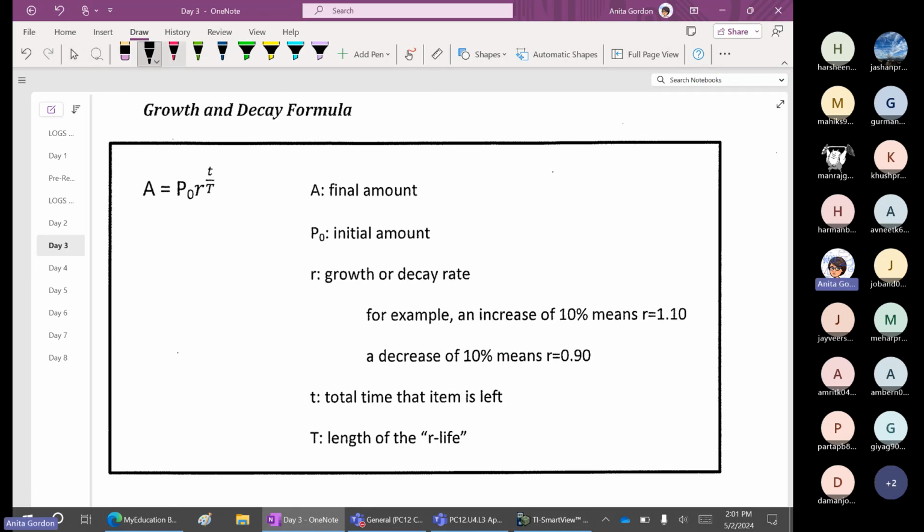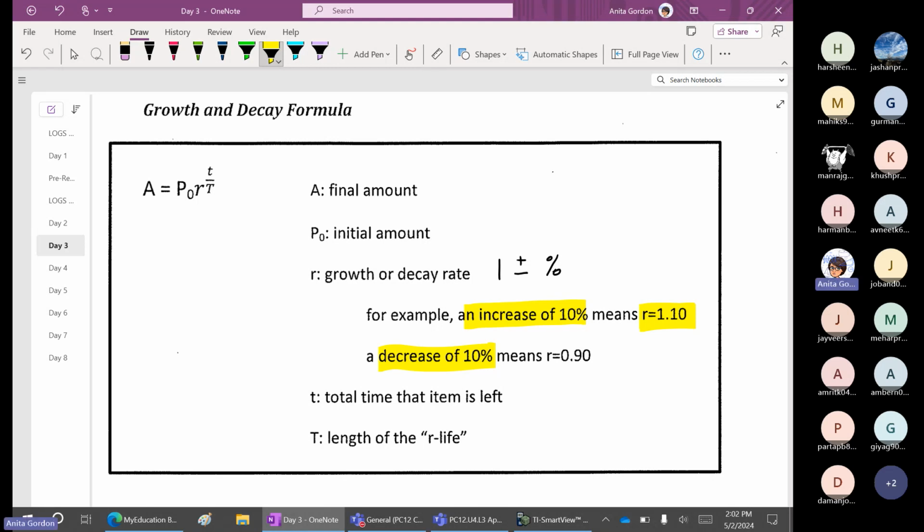So my R will be 1 plus or minus a percentage. If you have an increase of 10%, it means you are starting with your base population increasing at 10%. So my R is 1 plus 0.10, or 1.10. If you are decreasing, that means you are subtracting from the initial population. So it's going to be 1 minus 0.10. So your answer for R is 0.9.